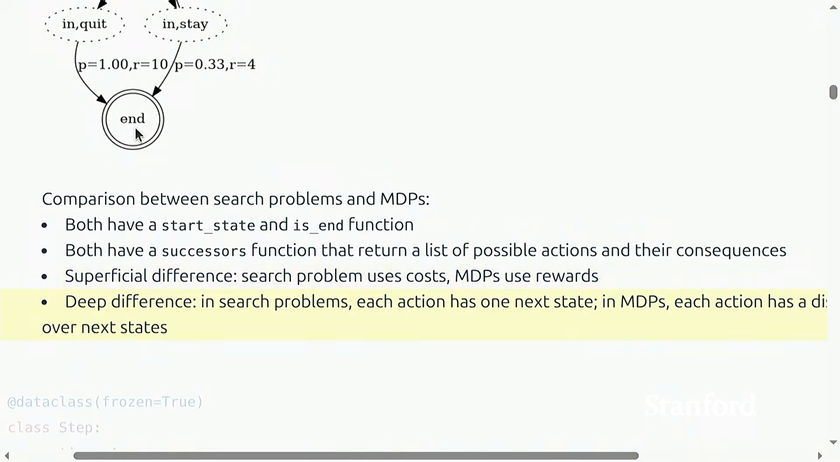Now the deep difference, however, is that in search problems, each action has one next state, and in MDPs, each action has a distribution over next states. And that is the difference that's going to cause us to have a lecture on this as opposed to not a lecture on this.